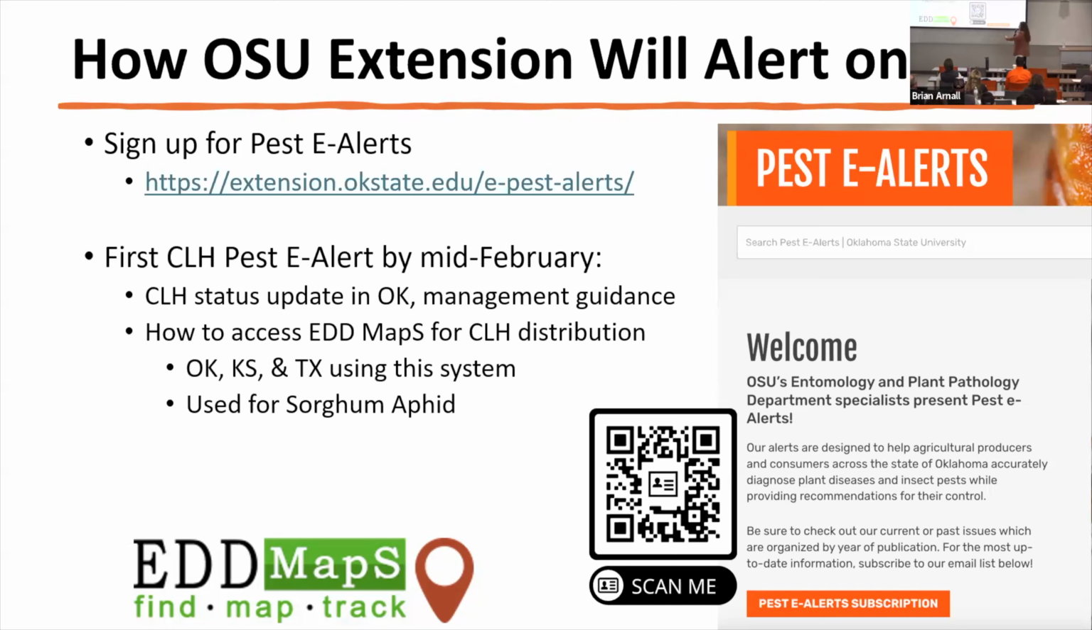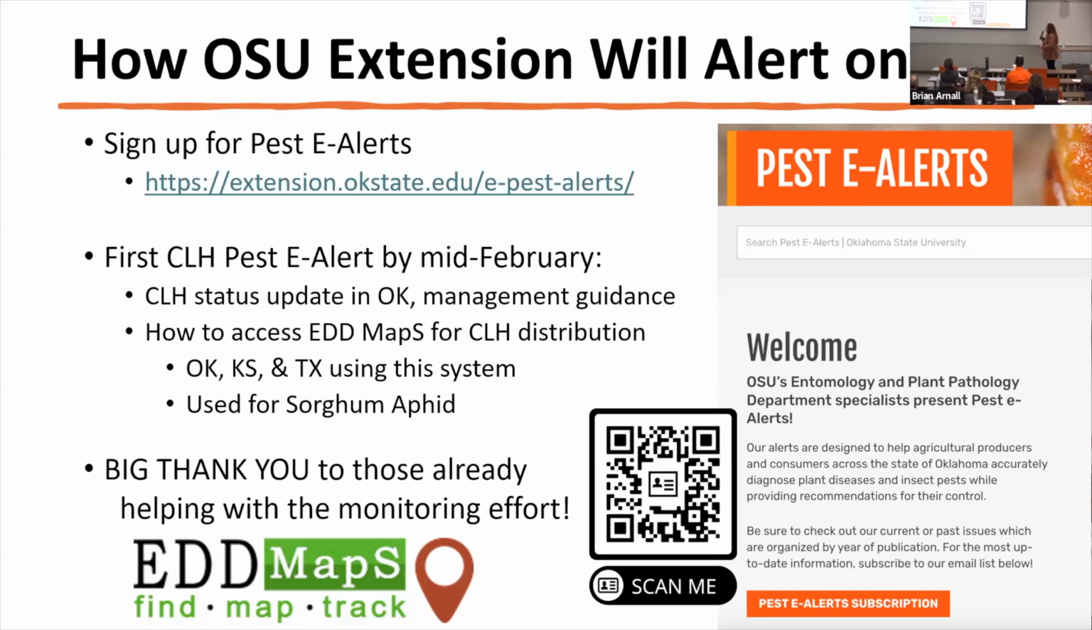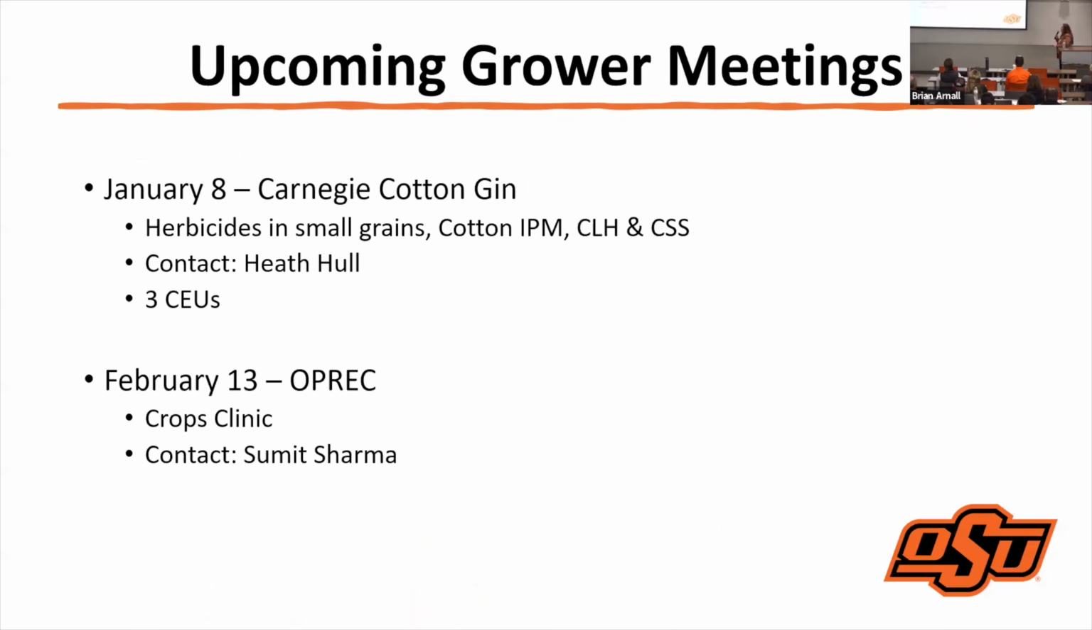This is where I also want to toot our horn on what Oklahoma has done. We were the first to reach out to the Southern IPM Center and say we want to communicate with our producers using EDDMapS, which was helpful to both Kansas and then Texas, which followed suit after us in how they also want to communicate the information. This is exactly what was used for the sorghum aphid, so we know it's a system that some producers and likely y'all are also familiar with. And I just want to give a big thank you to the people that are already helping us with this monitoring effort.